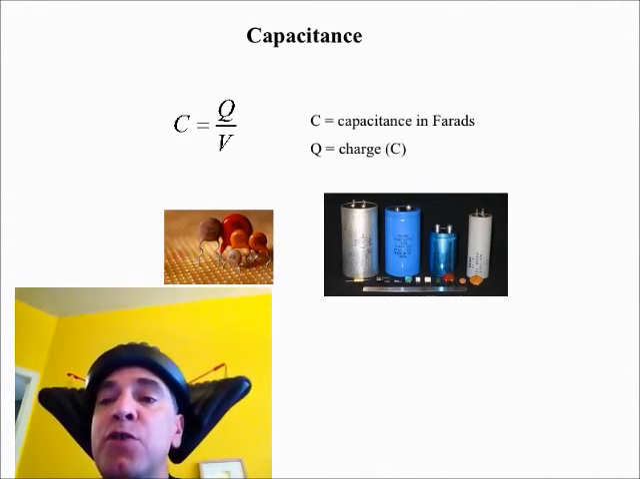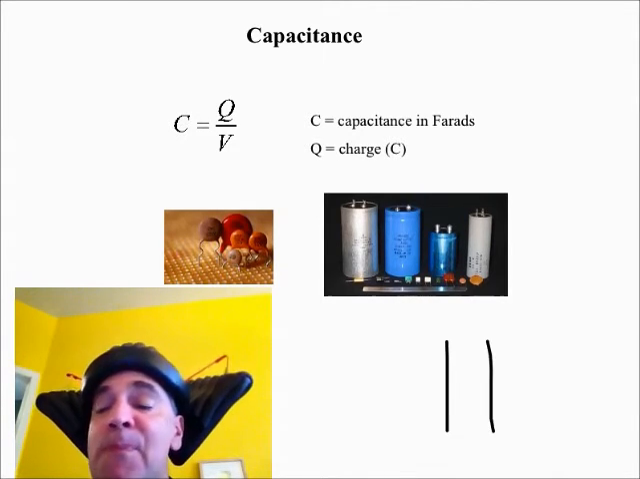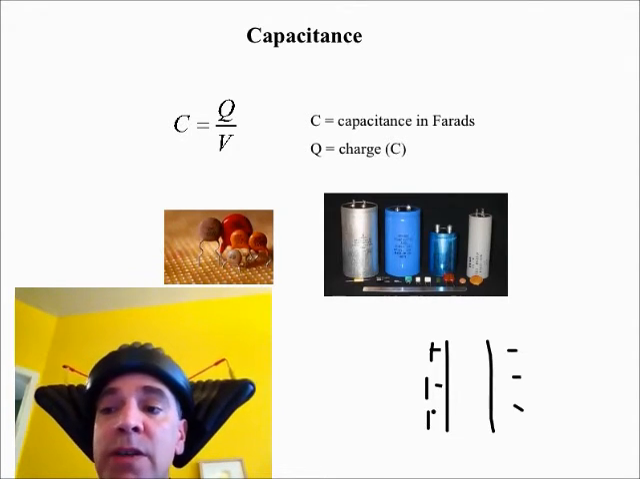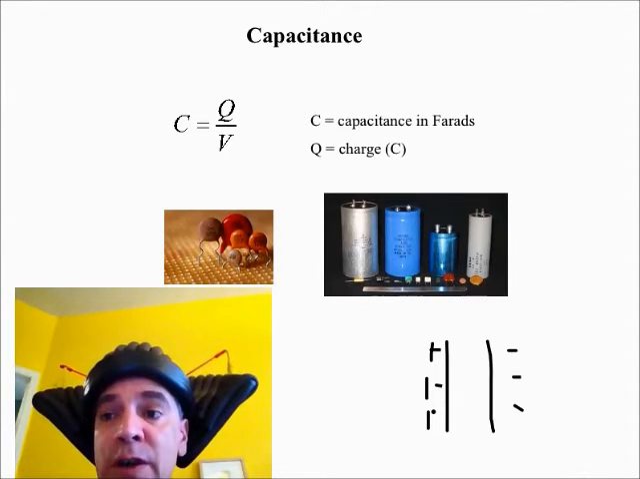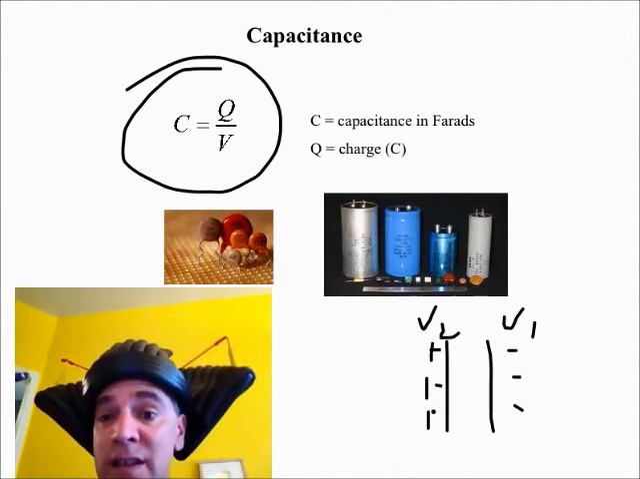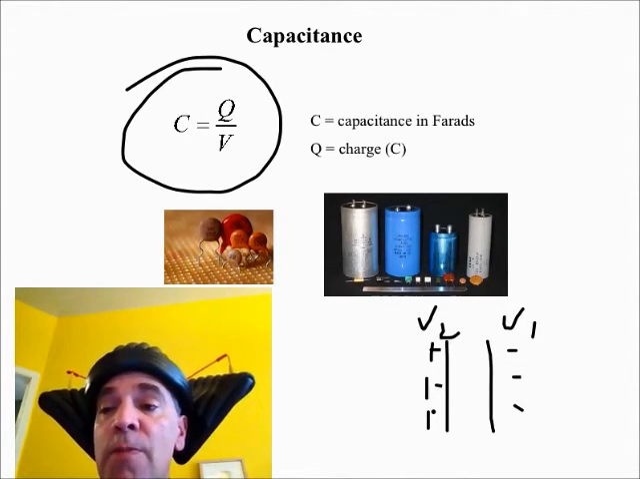Capacitance is the ability of two plates to hold charge. It's always two plates, and so you always have some kind of charge. Always one's going to be positive, one's going to be negative, and you're going to have a voltage across them. Say this is V2 and V1. And so our basic equation for capacitance is how much charge something can hold for the voltage that you put across it.